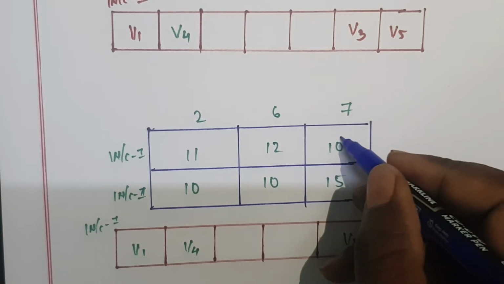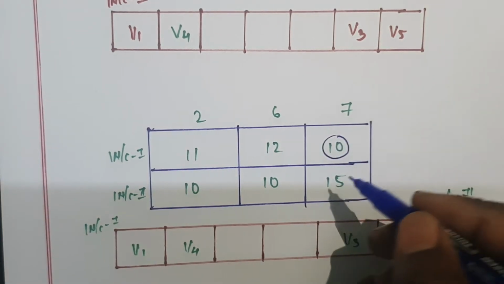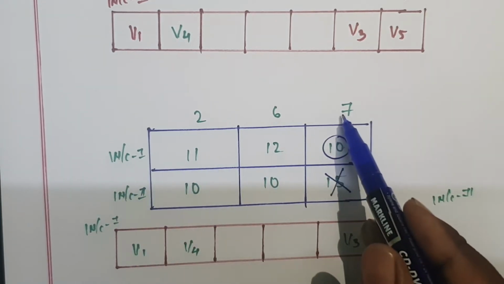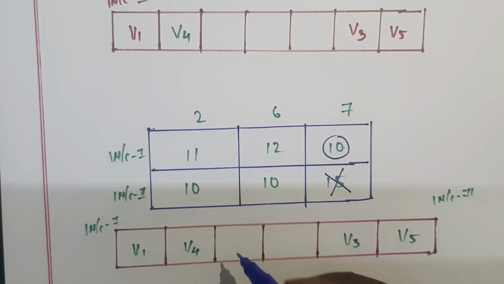This one is the higher value, because you are getting here how much? 25. So, cancel this one. As you can see, WC1 is lying on 7. So, here you can write V7.